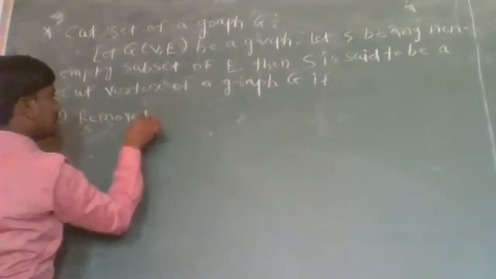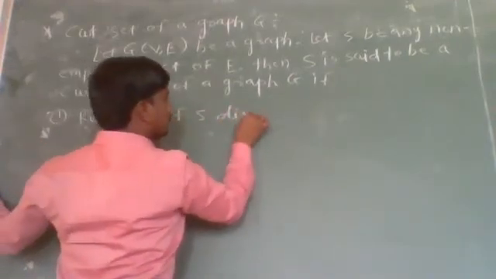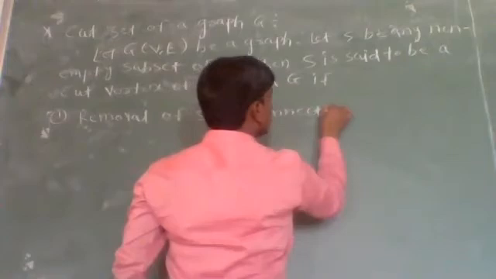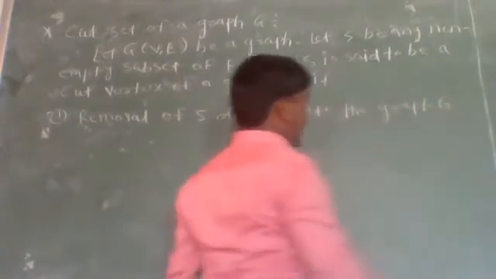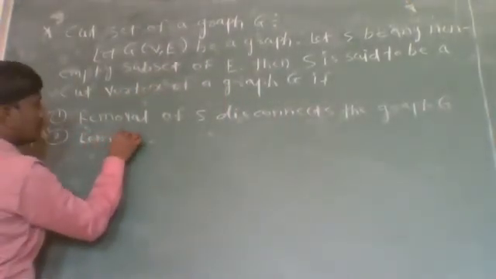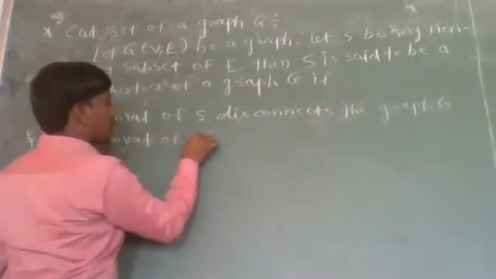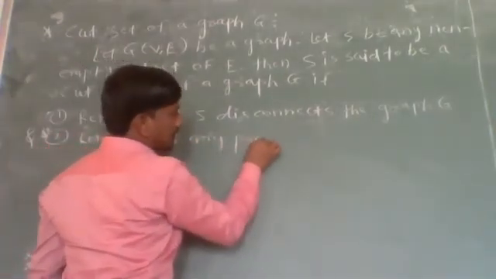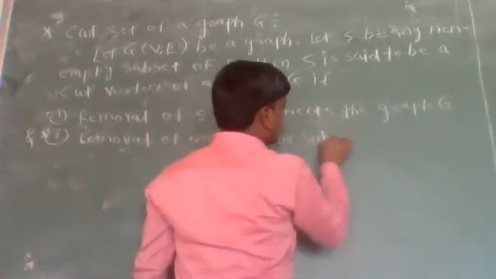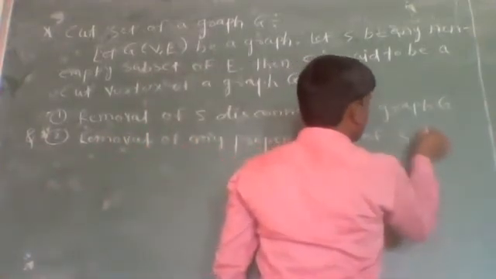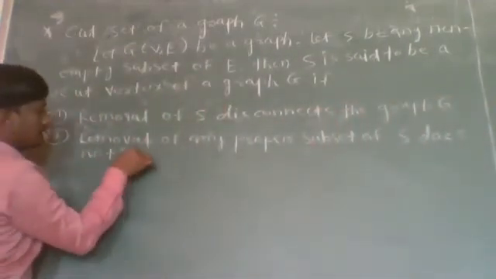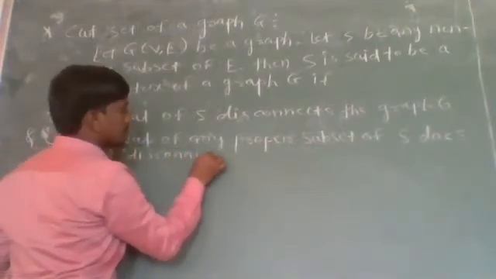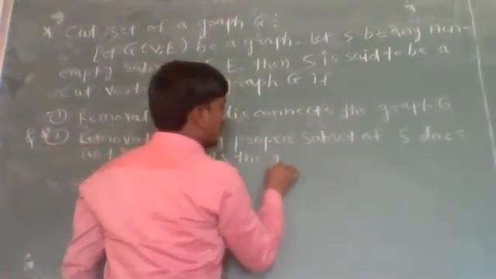if removal of the set S disconnects the graph G, and removal of any proper subset of S does not disconnect the graph G.